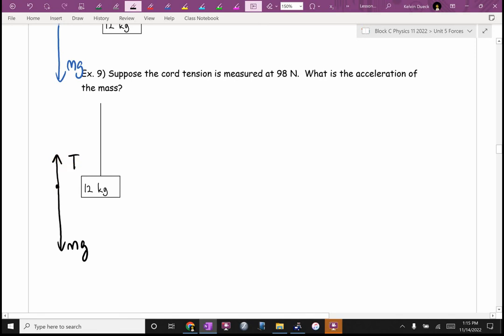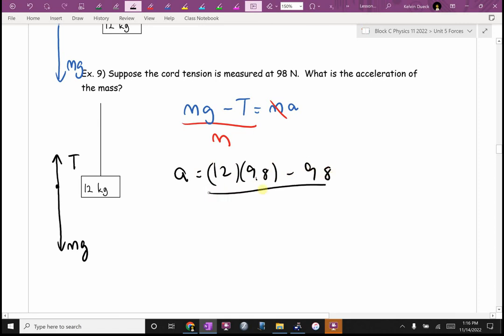Okay. Who's winning? Who's losing? What's winner minus loser always equal? MA. Sean, what are we trying to find in example 9? How will I get the A by itself? In this case, there's no F. How will I get the A by itself? Divide the M over, if we generalize it, right? Okay. It's going to be M, 12, times 9.8 minus 98, divided by 12.